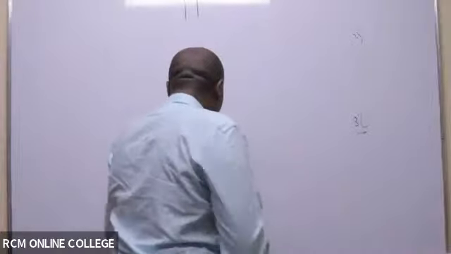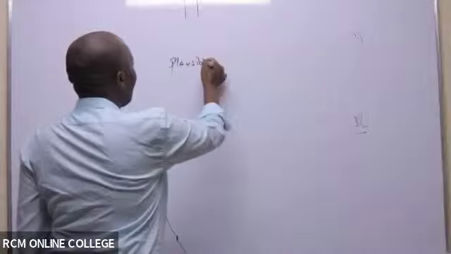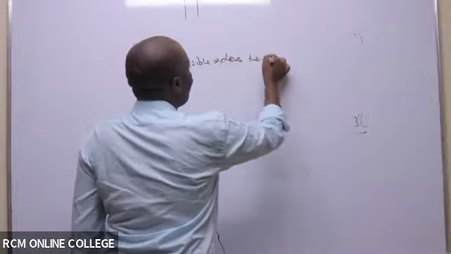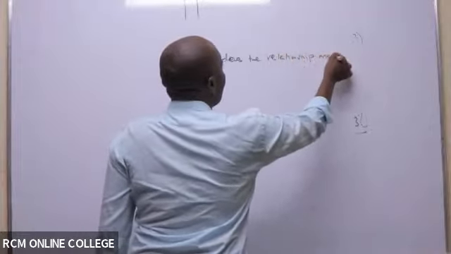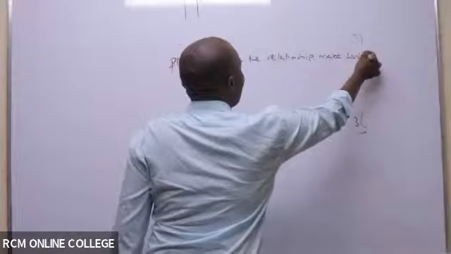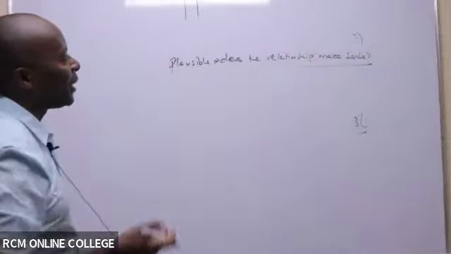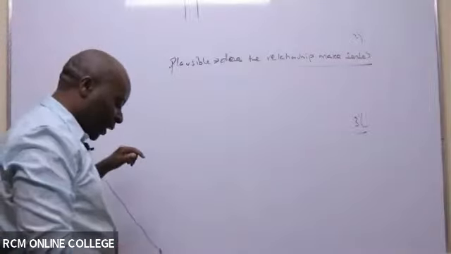So under plausibility, we ask ourselves, does the variable, does the relationship make sense? Plausibility. Does it make sense? Now here we normally look at two things.